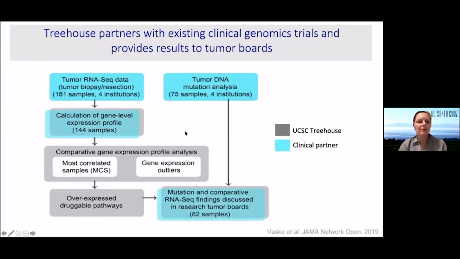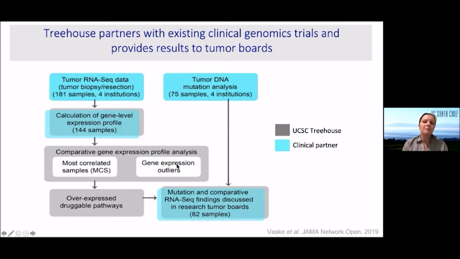So here is a diagram of our whole process. As I mentioned, we are not a medical center ourselves, but we work with other clinical partners that conduct these genomic characterization trials in pediatrics and generate RNA sequencing data. The data is generated at the clinical partner sites, and then we get the data at UC Santa Cruz, and then we do the analysis. So in gray is the things that are happening at UC Santa Cruz, and in blue are activities that are happening at clinical partner sites.